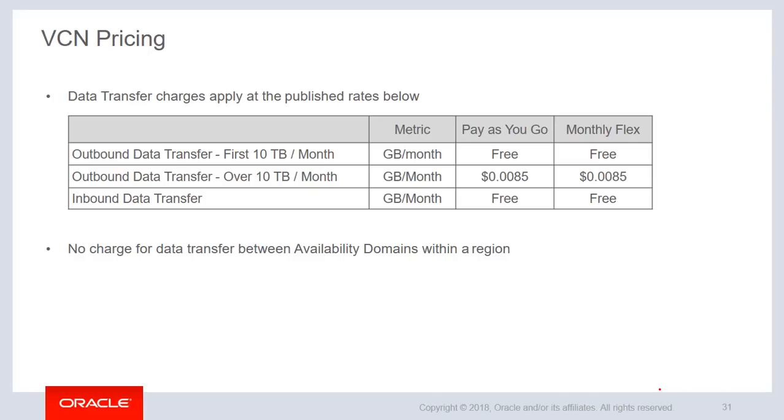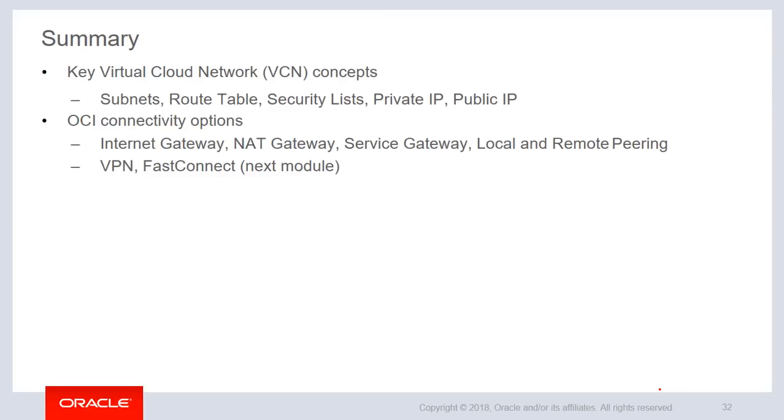To summarize, in this module, we looked into VCN and the core concepts of VCNs, including routing and firewalls, and we looked into some other resources such as private IPs, public IPs, and virtual network interface cards. And then we described the various connectivity options, and we looked into their use cases.